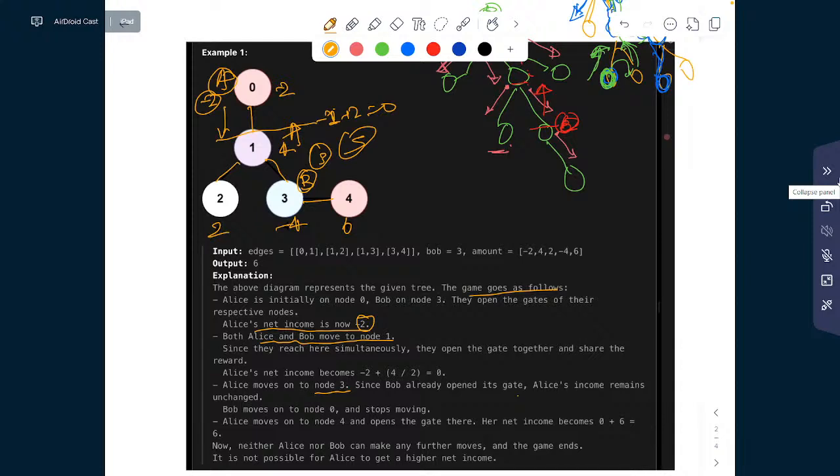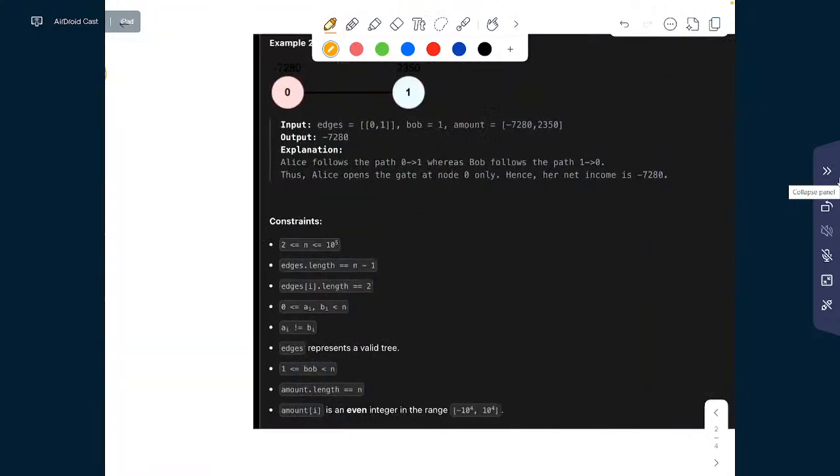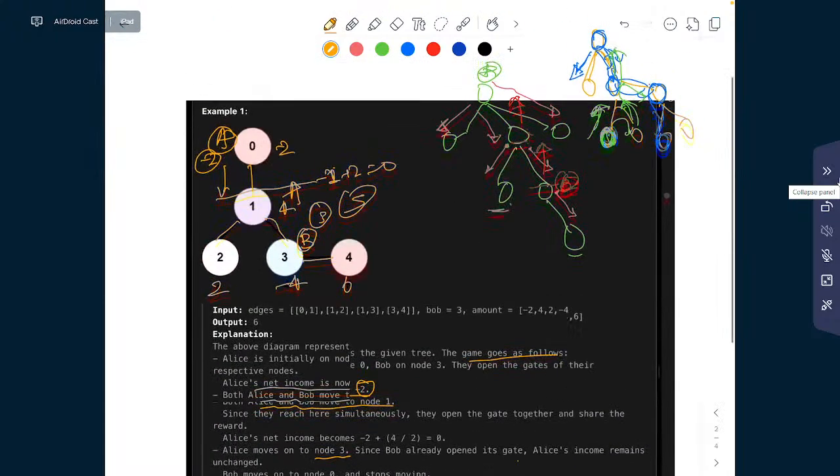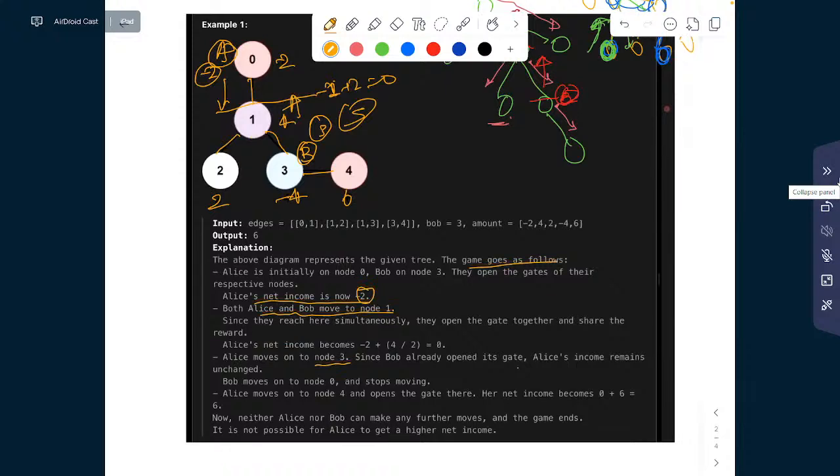Okay, so Bob moves through node 0 and stops moving. But there can be multiple issues here as well. Okay, so I think this is a simple test case. Now I have to build an approach which will ensure the maximum things.